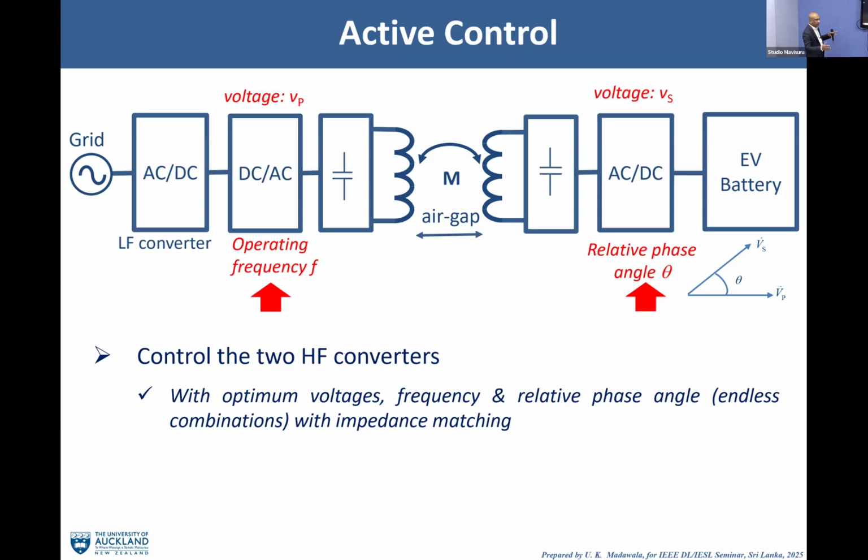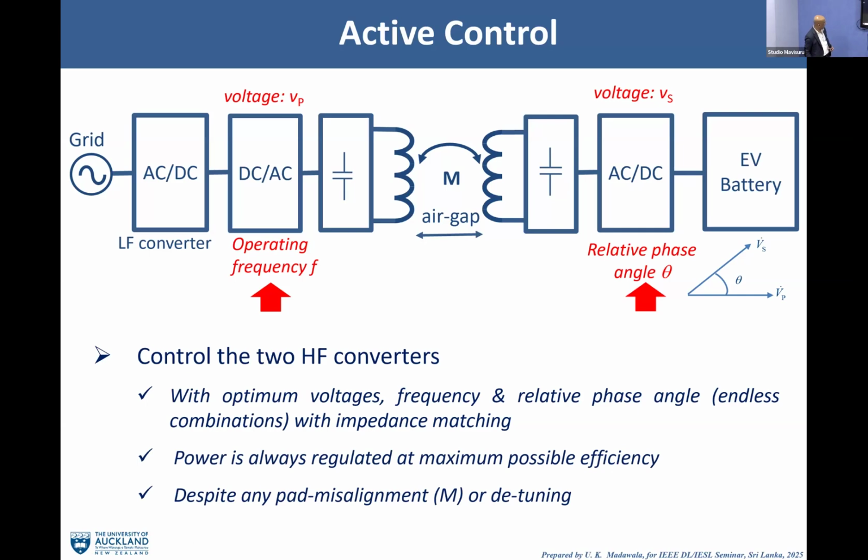I measure everything there. Because this is a resonant circuit, if the coupling changes, the power transfer is affected. I control these two variables to get maximum efficiency only by controlling the converter. So I can regulate the power at maximum possible efficiency. I'll show you some of the results.